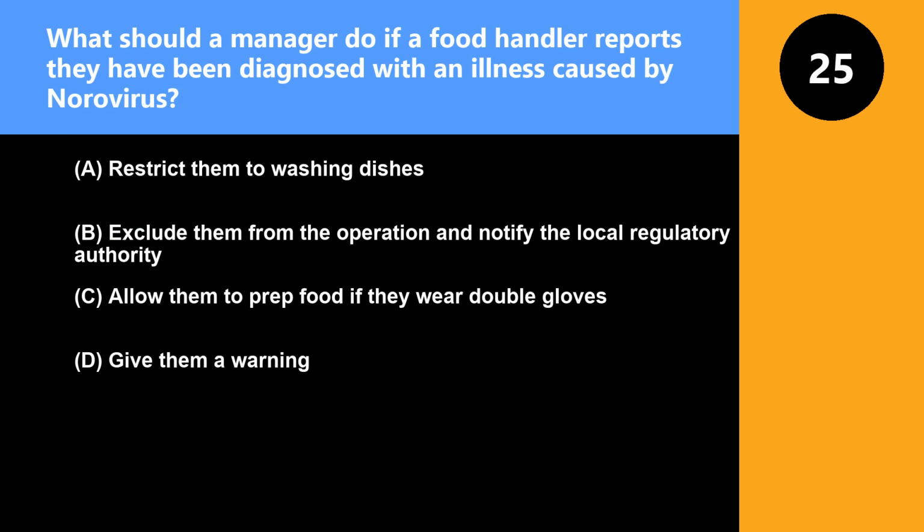Question 25. What should a manager do if a food handler reports they have been diagnosed with an illness caused by norovirus? Option A, restrict them to washing dishes. Option B, exclude them from the operation and notify the local regulatory authority. Option C, allow them to prep food if they wear double gloves. Option D, give them a warning. The correct answer is option B, exclude them from the operation and notify the local regulatory authority.